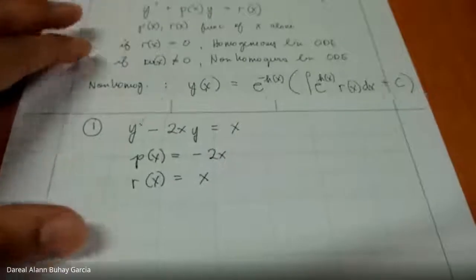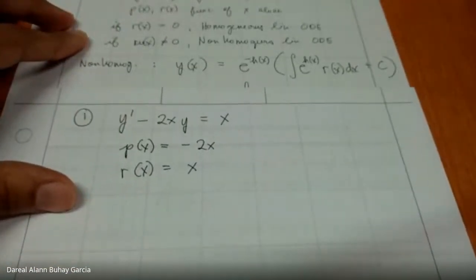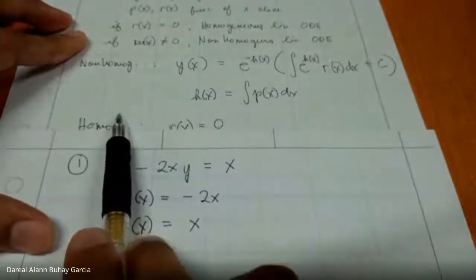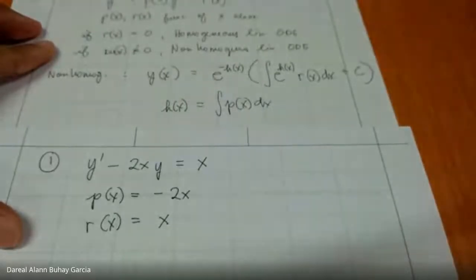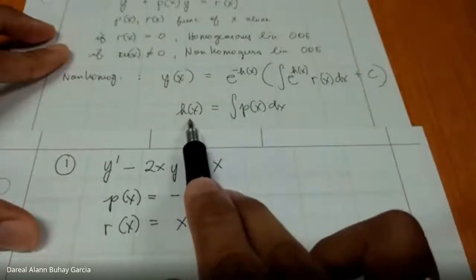So that's the first step, pointing out what is p of x and what is r of x. Because r of x is not 0, it's non-homogeneous. Again, it's just a matter of using these two formulas. Okay. So first, let's determine our h of x.